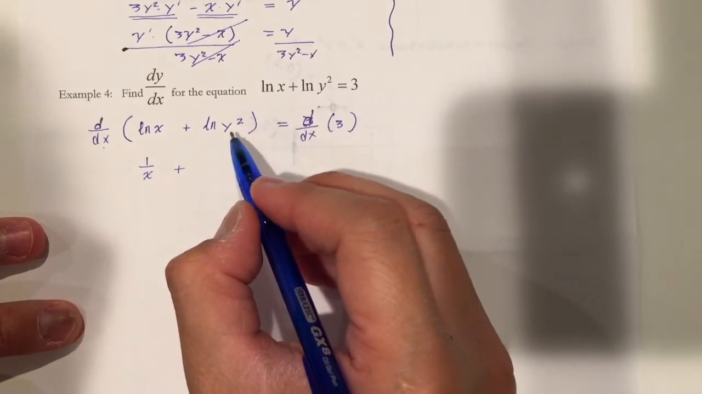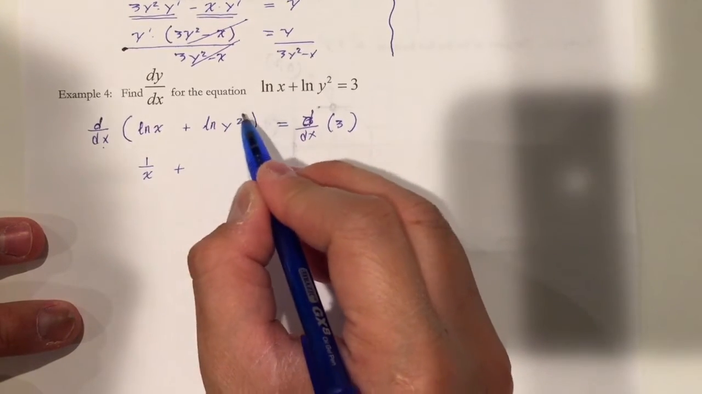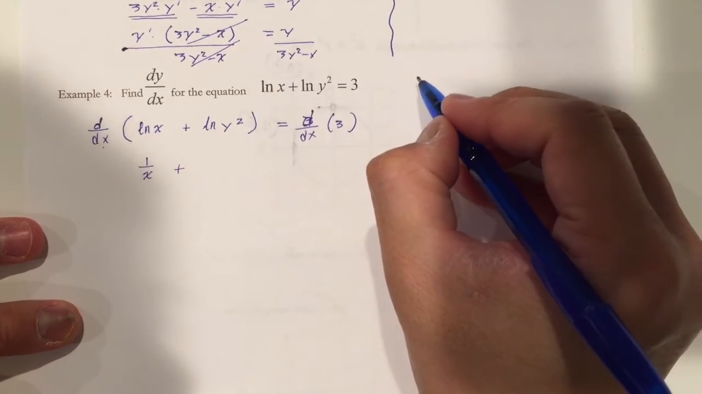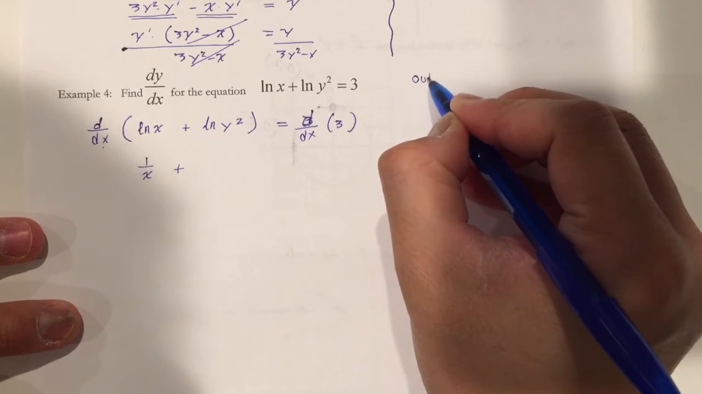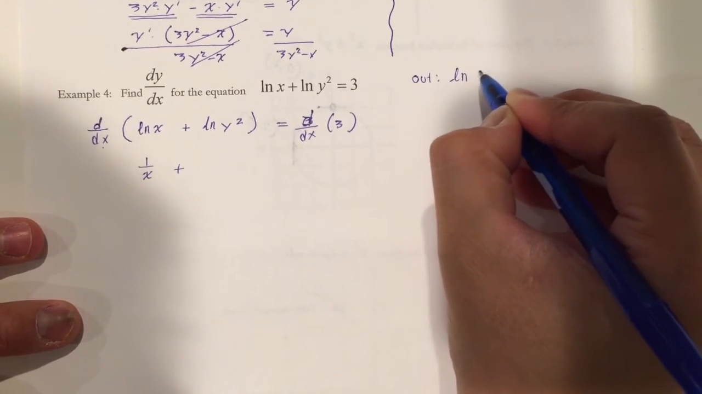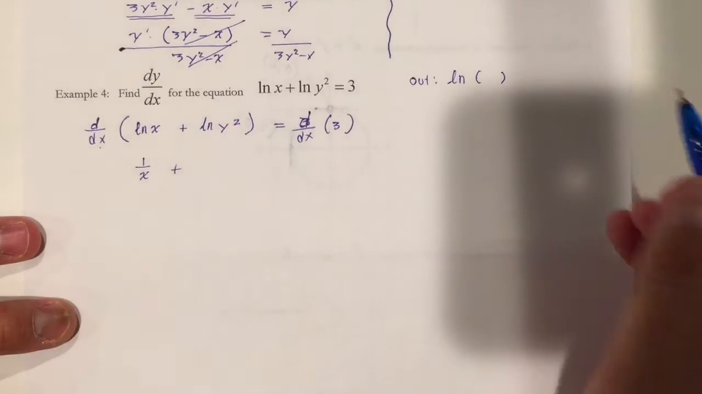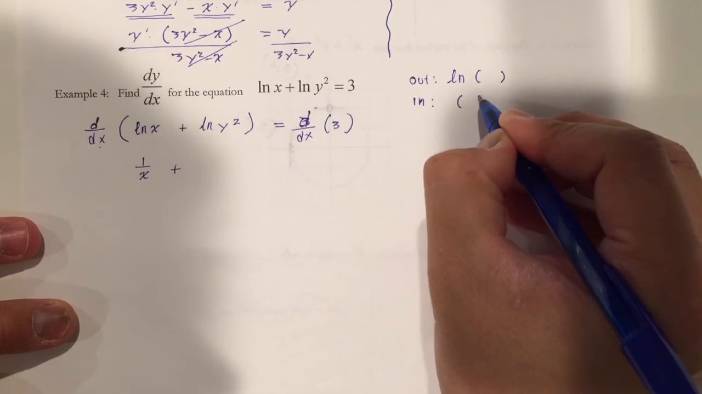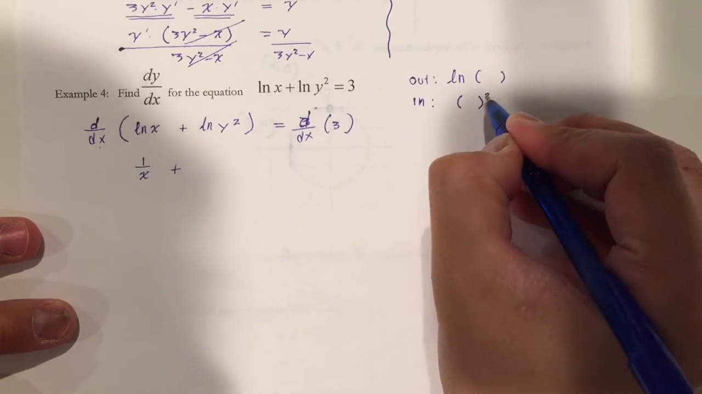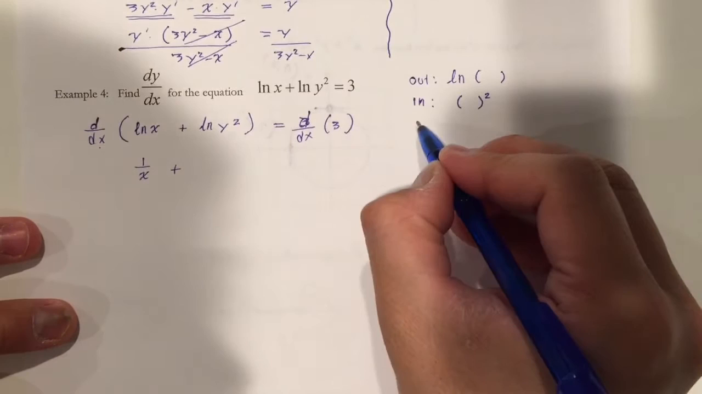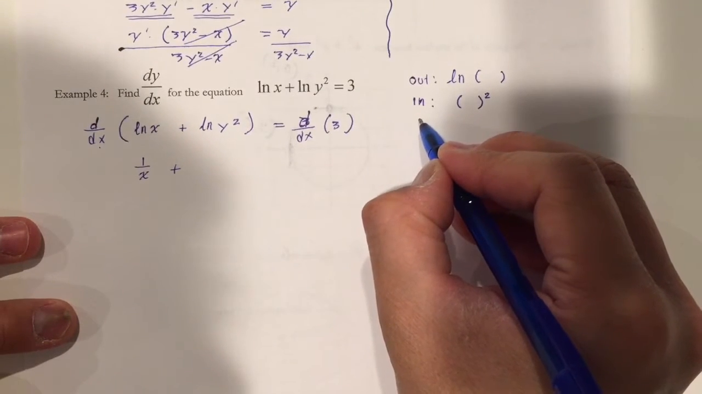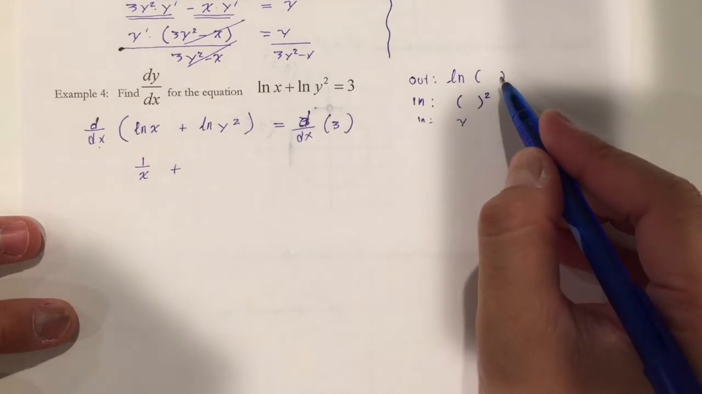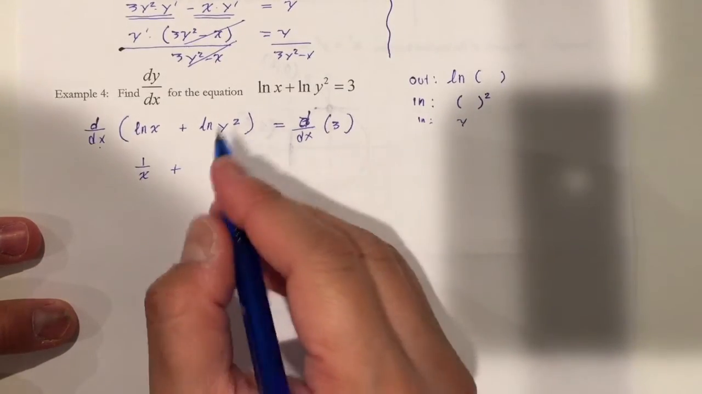Now, you have to apply the chain rule to this problem. So your outside function is the function ln, that. Your inside function is the function squared, and then you have your smaller inside, which is the function y. All right, so it's the chain rule that you gotta apply here.